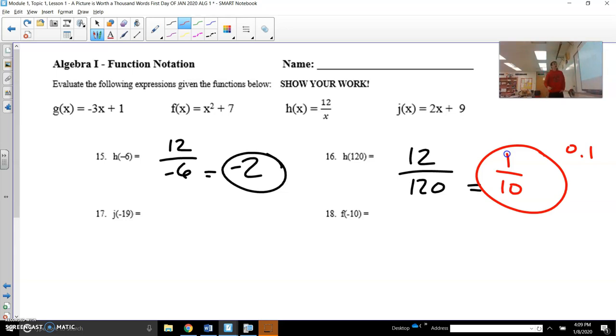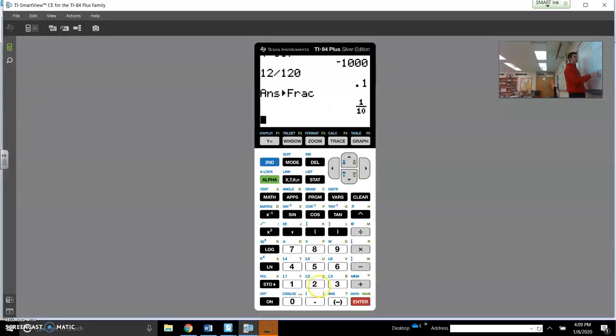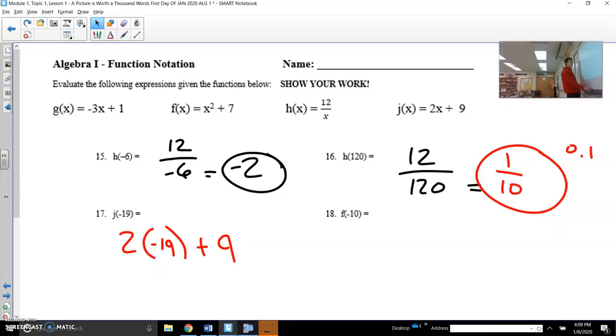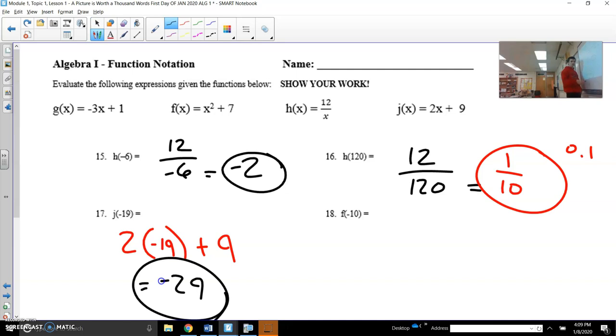Okay. 2x plus 9, that's my j value, j of x. I'm plugging in -19. So let's carefully do 2 parentheses -19 plus 9. That ends up giving you -29. You can try this one since it's very similar to one that I've already done.